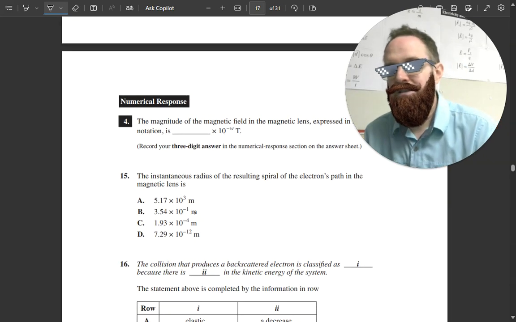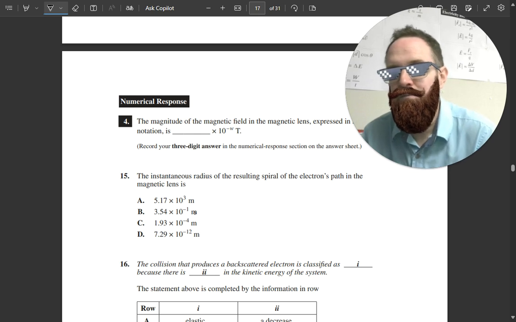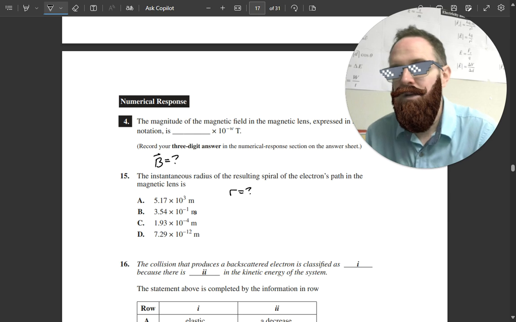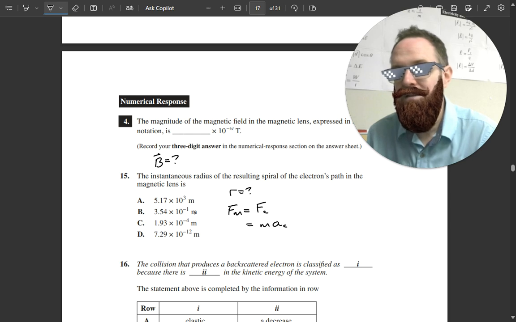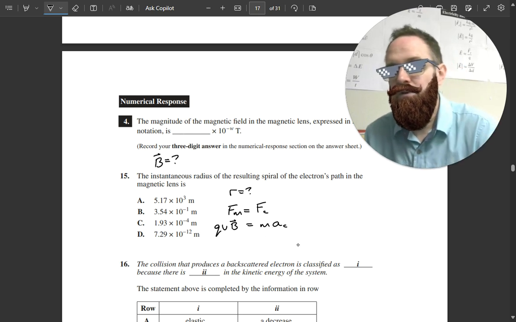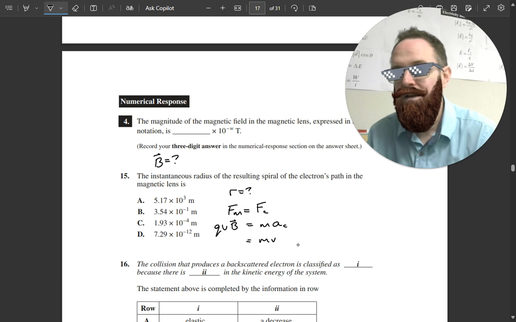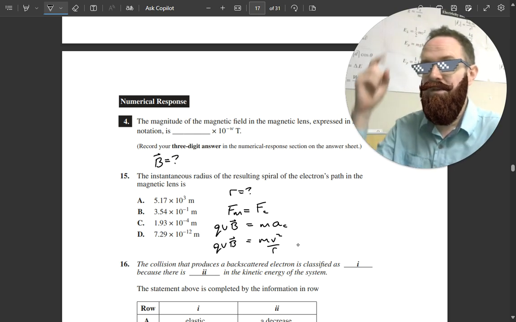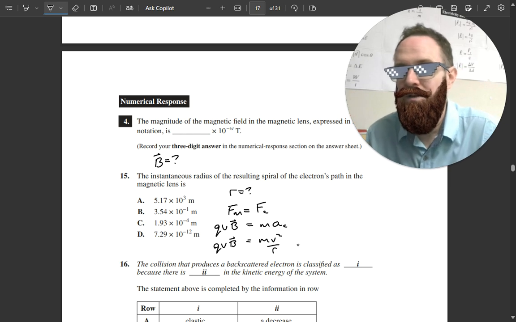So I'm just going to write some things down here as I go. So here we're looking for B. What is B? Here we're looking for R. Knowing that, we're probably going to start off by saying, let's say FM is equal to FC, because we talk about circular motion, MAC, QVB probably. It's probably not talking about a wire. And we're just going to rearrange for R, but the R is going to be inside that V squared over R. So remember, you have 2 choices for AC. Most of the time for physics 30, we use the V squared over R, not the 4 pi squared one.